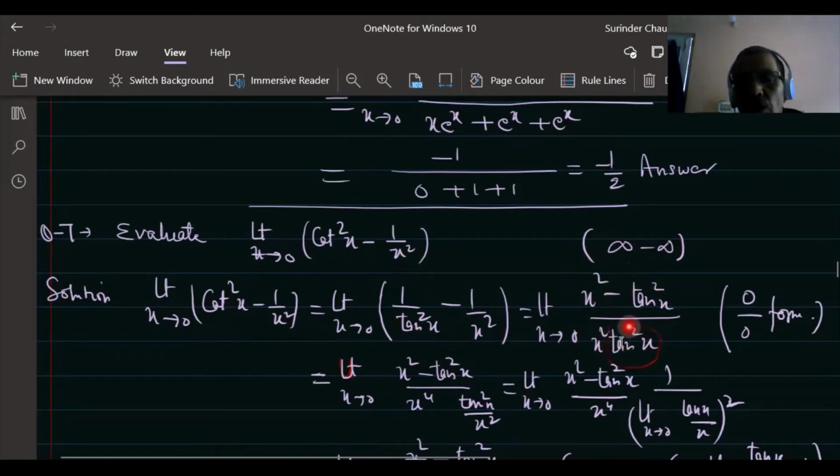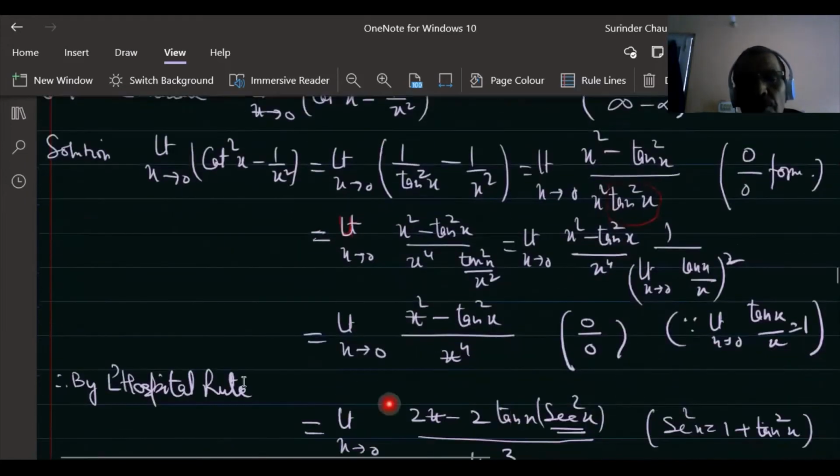So now tan squared x is here. We will use the standard limit formula. Multiply the denominator by x squared, so the limit of the product is the product of the limits, and the limit of that function is equal to 1. Now we are left with the limit as x approaches 0 of x squared minus tan squared x upon x to the fourth. Now check whether this is an indeterminate form. This is 0 by 0 form.